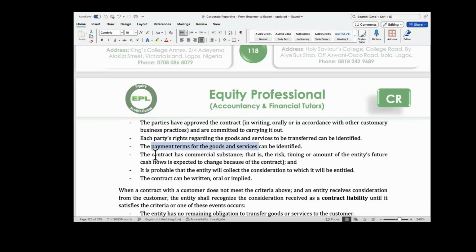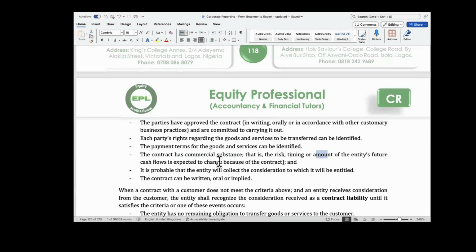Number 4 is that the contract must have commercial substance. Because that's when we are serious about the contract, when there is commercial substance, when people are paying. And when we say commercial substance, it means the risk, the timing, or the amount of the entity's future cash flows is expected to change because of the contract. Money must change hands. There must be risk involved.